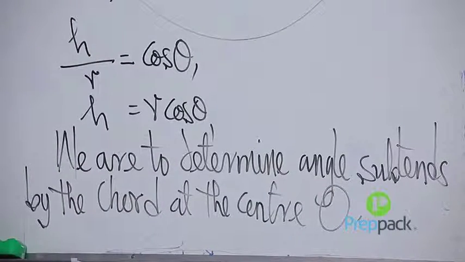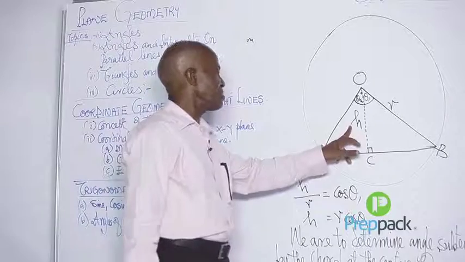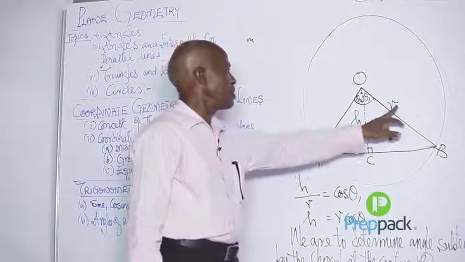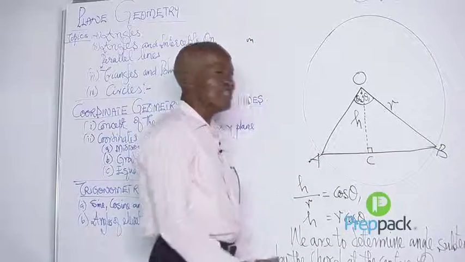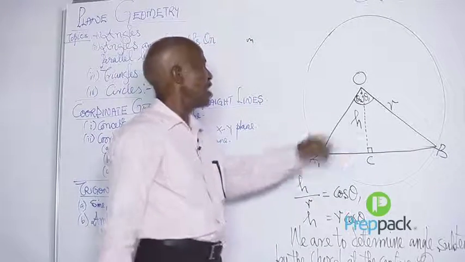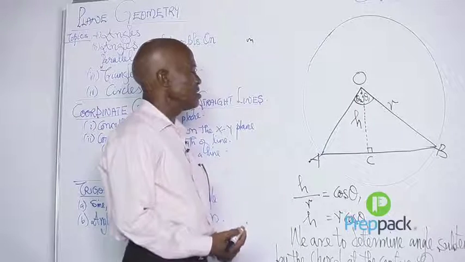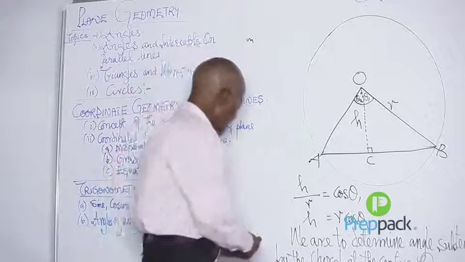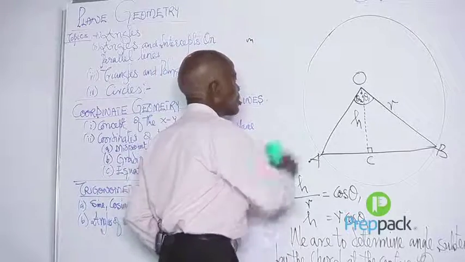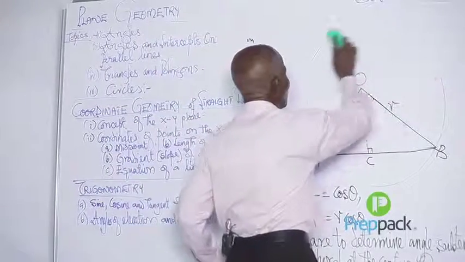This is a way to go about it. Under this condition, H may be known, R may be known, AB may be known, and only the angle is what we are looking for. Under that condition, what exactly do we do?